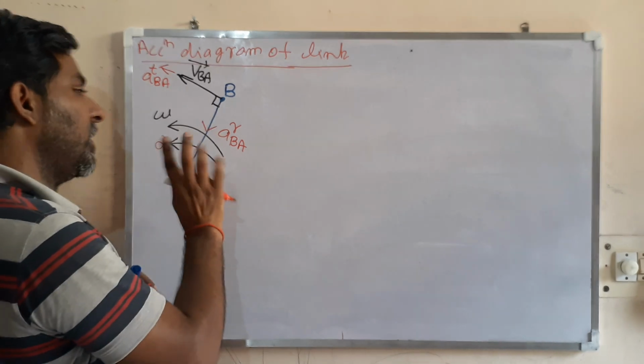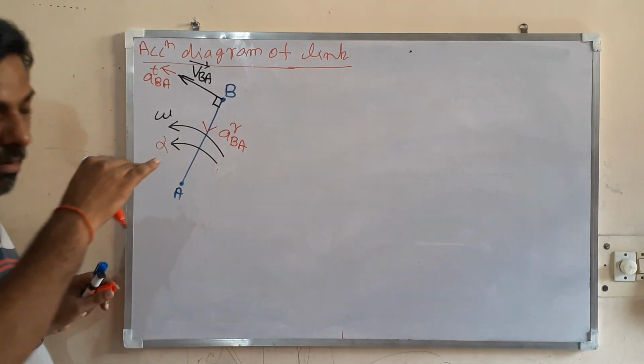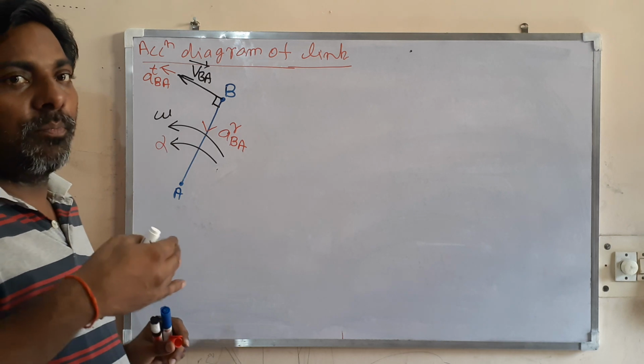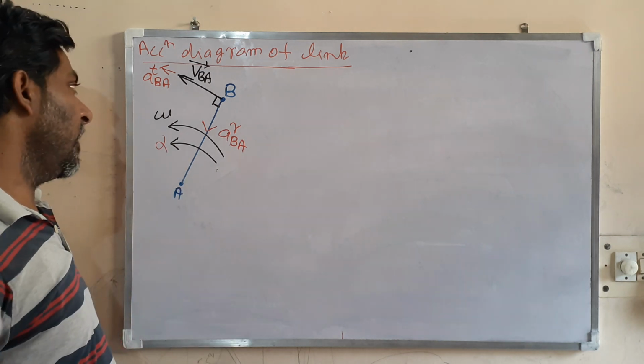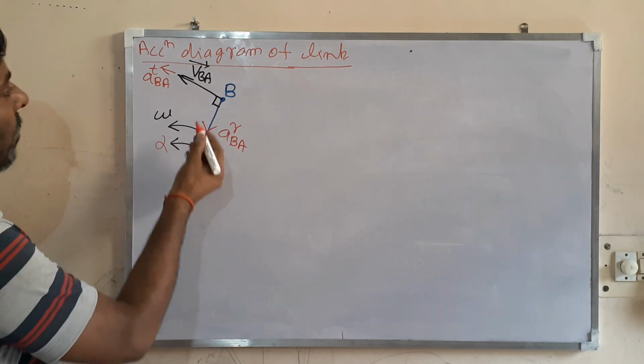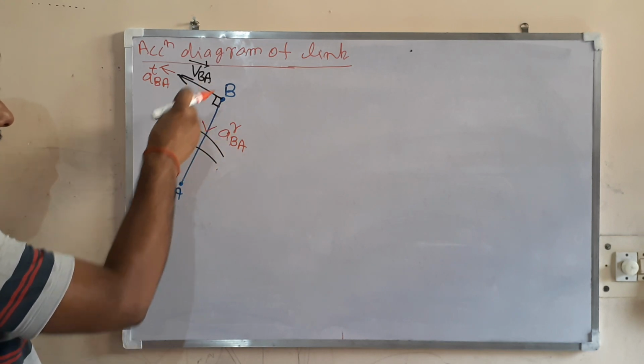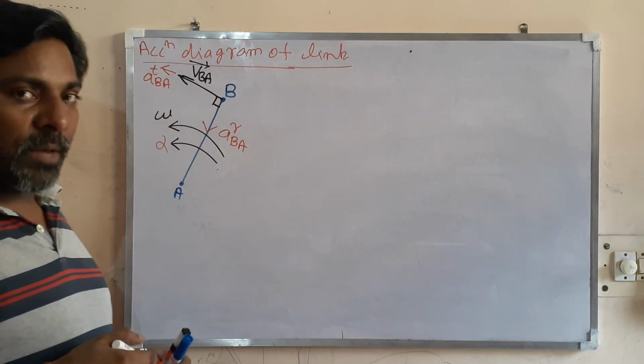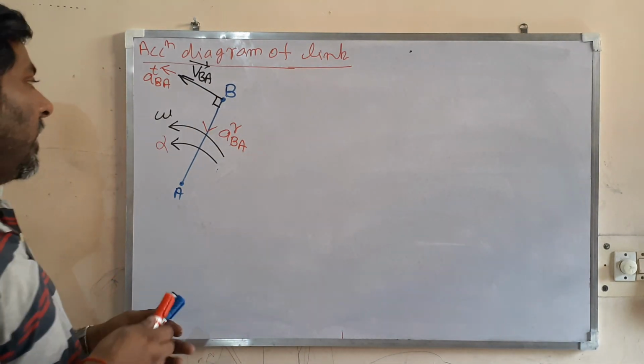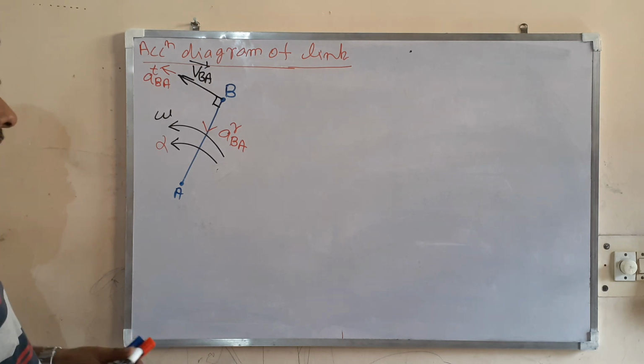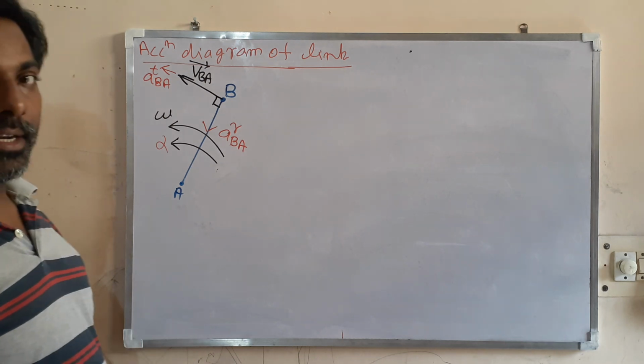So this link is subjected to two accelerations, because both magnitude and direction are changing for the link AB. For the velocity, this is the acceleration associated with a link. I have given a proper name to each of them. Now let us draw its acceleration diagram.